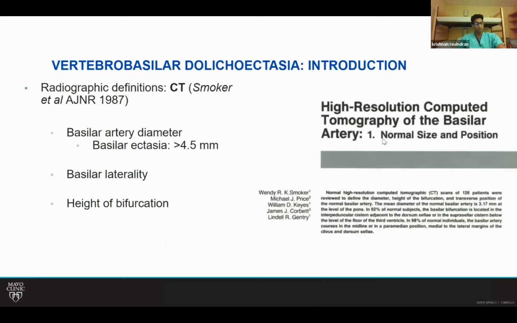There have been a couple of imaging definitions that have been described. Probably the most famous one is from Dr. Smoker's paper in 1987 from AJNR. In this paper, she outlined some radiological features based on the anatomy of the basilar with respect to the clivus. And in that paper, they used 4.5 millimeters as the definition for ectasia, with a basilar diameter greater than this value being defined as ectatic.